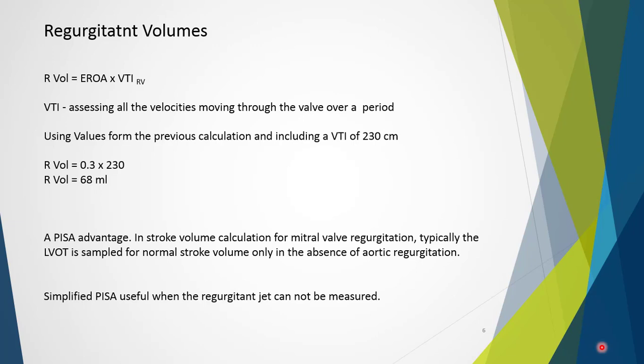Fortunately, the standard PISA calculation can be simplified. Not only is this a time-saving process, but it is also useful for instances where the regurgitant jet is eccentric, imaging is suboptimal, or the sonographer is unable to obtain the jet alignment.